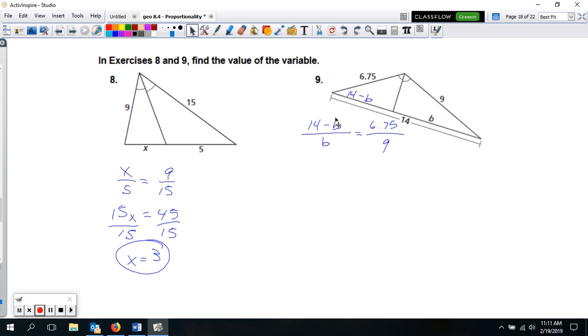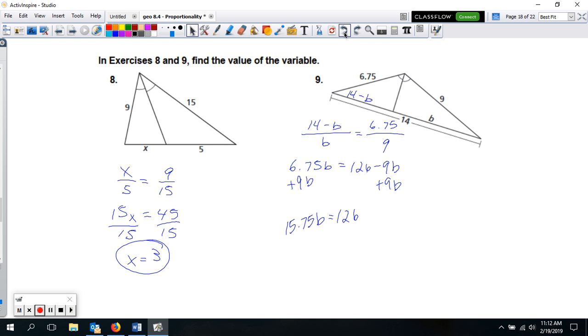When we multiply 9 times 14 minus b, that's going to require the distributive property. So as we do that, we'll see b times 6.75 is 6.75b, and then 9 times 14 is 126, and then 9 times negative b is negative 9b. We need to get those b's together, so I'm going to add 9b to both sides. That cancels the b's out on the right side and brings them all over here. So that's going to give me 15.75b is equal to 126.